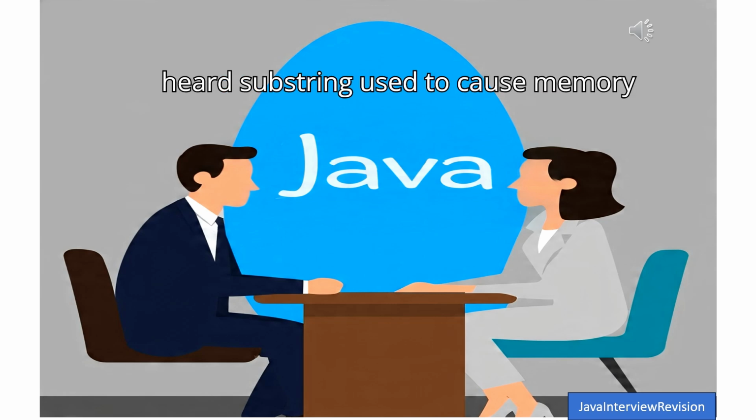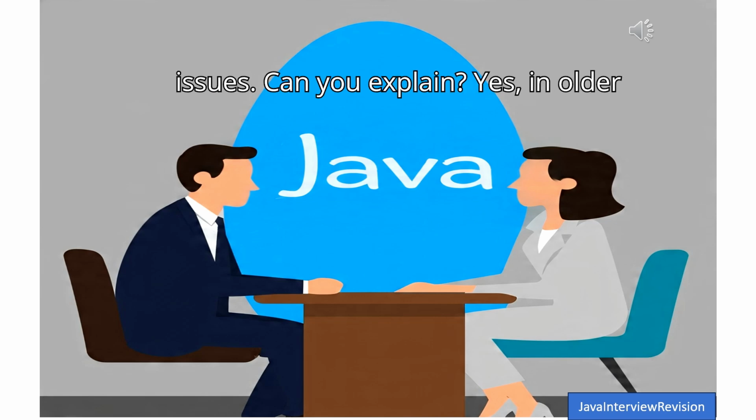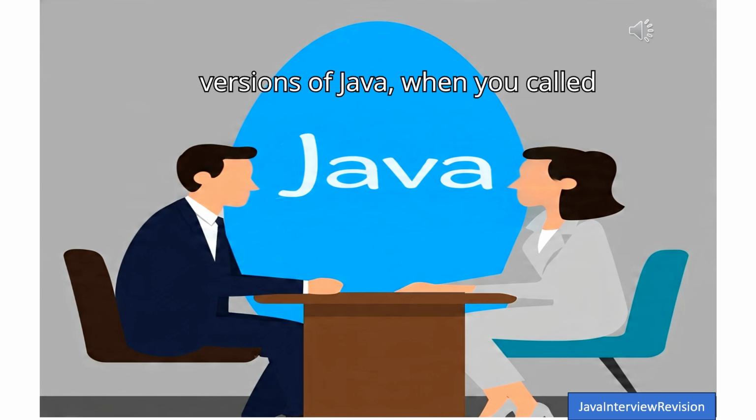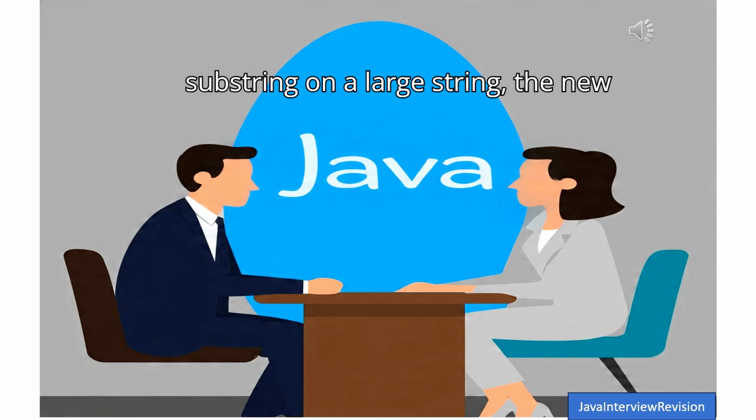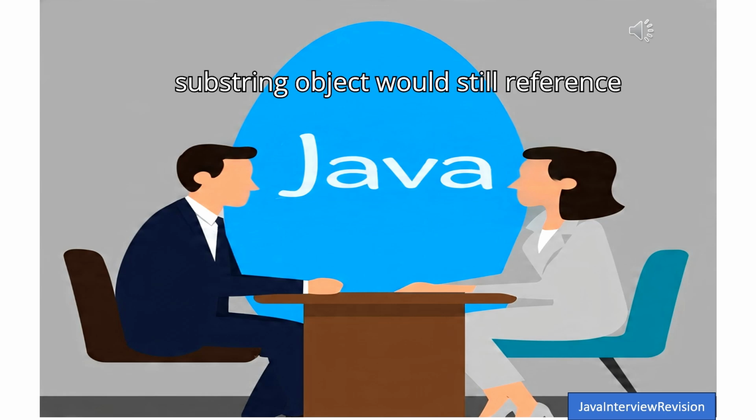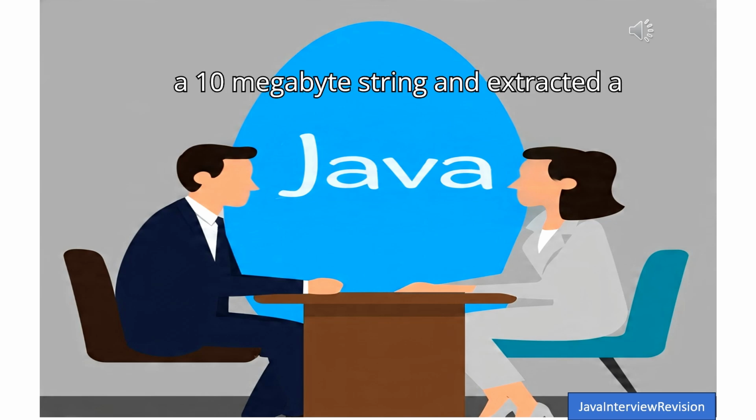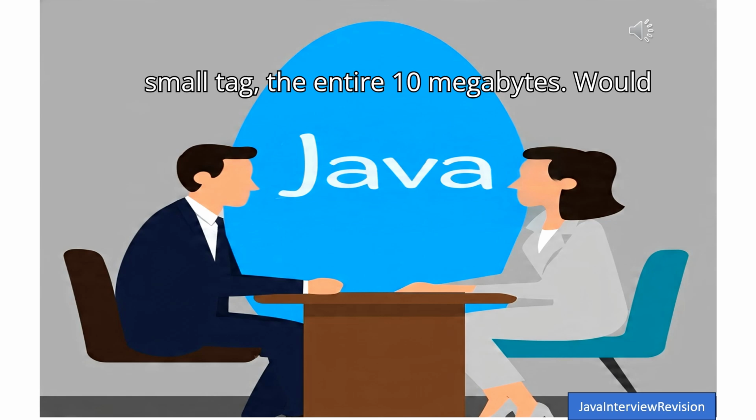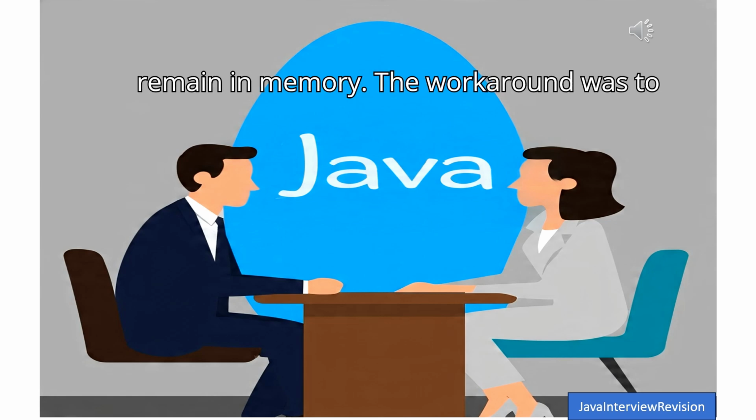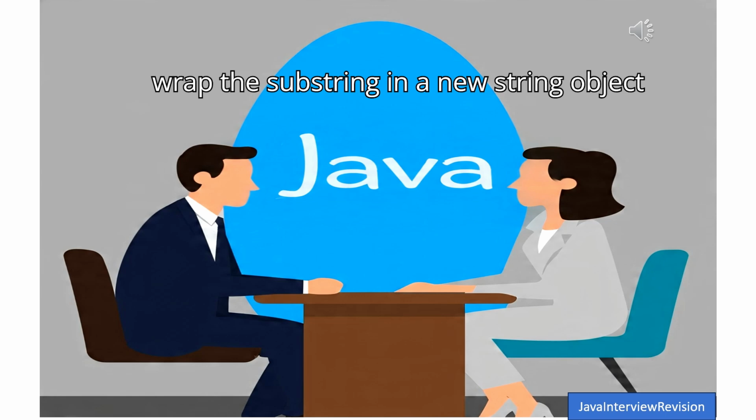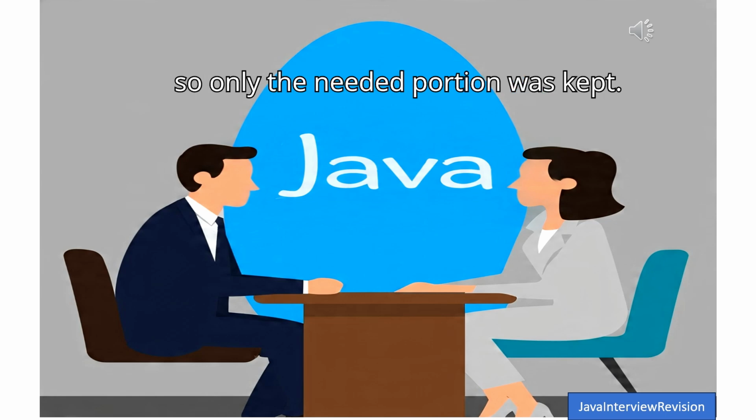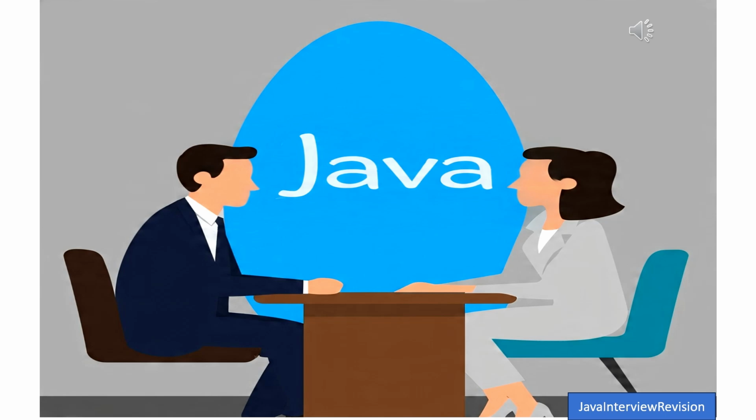I've heard substring used to cause memory issues. Can you explain? Yes, in older versions of Java, when you called substring on a large string, the new substring object would still reference the original character array. So, if I had a 10 megabyte string and extracted a small tag, the entire 10 megabytes would remain in memory. The workaround was to wrap the substring in a new string object so only the needed portion was kept.